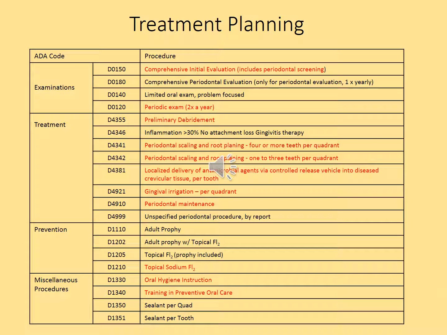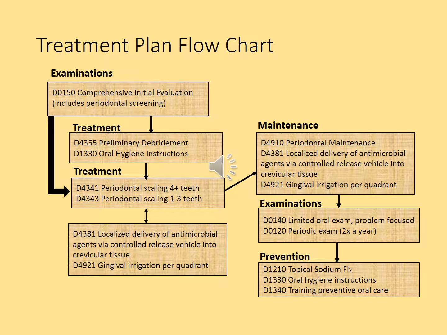This is the treatment planning. The ADA codes in red are the ones that we're going to use for this patient. In the next slide, I'm going to explain each one of these codes. Treatment plan flow chart. In the first appointment, we're going to do a comprehensive initial evaluation, which includes periodontal screening. In the same appointment, we're going to start the treatment with preliminary debridement and oral hygiene instruction.